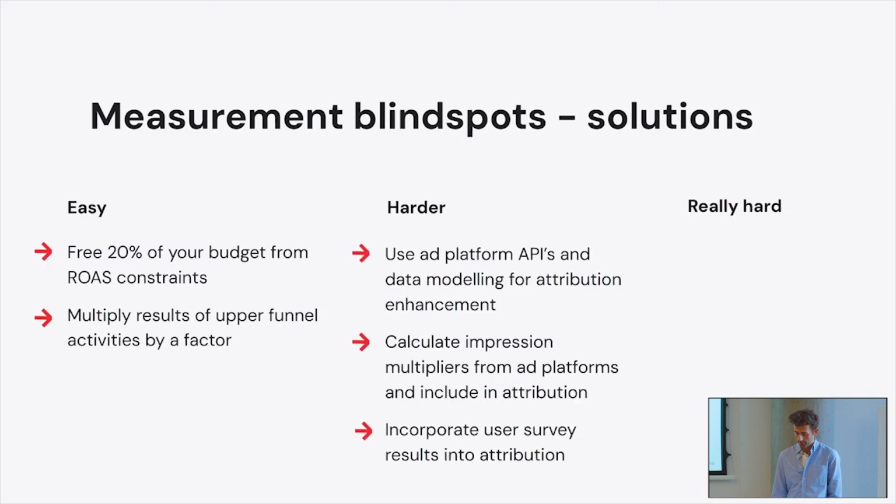When it comes to harder methods, which will be a bit more, or much more precise, we've been using data from ad platforms by API to enhance our attribution modeling. We've also been using impression-level data from ad platforms to include in click-based data. We are thinking about incorporating user survey results into attribution, so asking users how they found us.